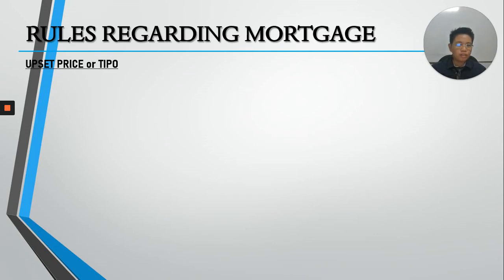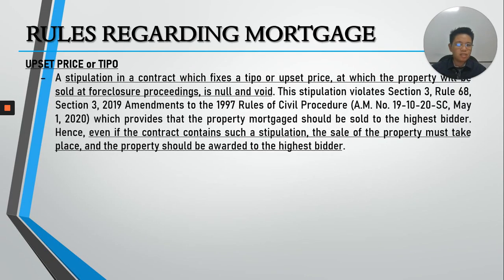What else? Take note of a term upset price or tipo. This is a stipulation in the contract of real estate mortgage which fixes a tipo or upset price at which the property will be sold at foreclosure proceedings. So this is a stipulation setting a minimum price para sa pagbebenta ng property sa foreclosure proceedings. So this stipulation is null and void.